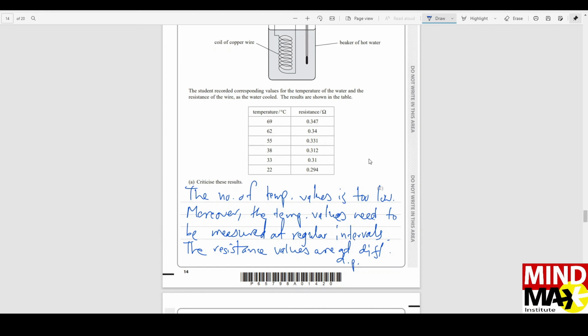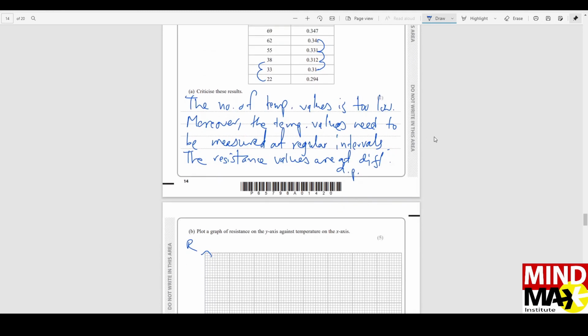The other one is the temperature values need to be measured at regular intervals. It's here 22, then 33, then 38. There is no consistency, right? You have to measure the temperatures at consistent intervals, right? The other one is the resistance values are very haphazard. Here it's up to 2 decimal places, here 3 decimal places, here 3 decimals, here again 2 decimal places. So this shouldn't be the case. It should either be all 3 decimal places or all 2 decimal places, but not a mixture of both.